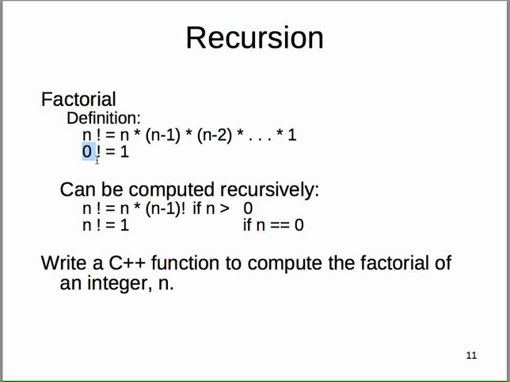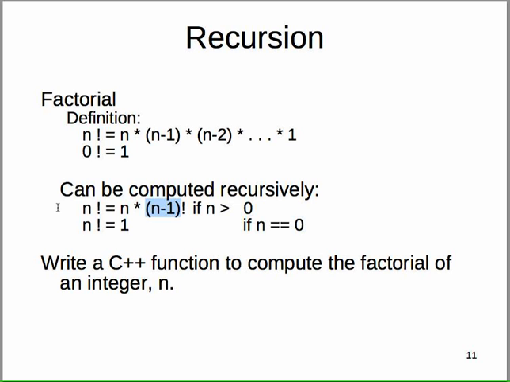0 factorial is defined as 1, and we can use that in our base case. So to compute the factorial, we can compute it recursively by saying n factorial is n times n minus 1, and so on. And that is equivalent to n times, here's the punchline, the rest of this stuff, n minus 1, n minus 2, and so on, which is n minus 1 factorial.